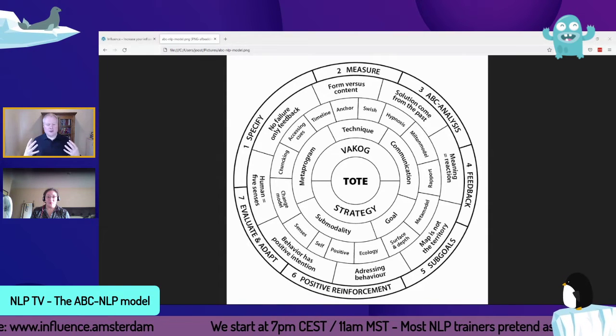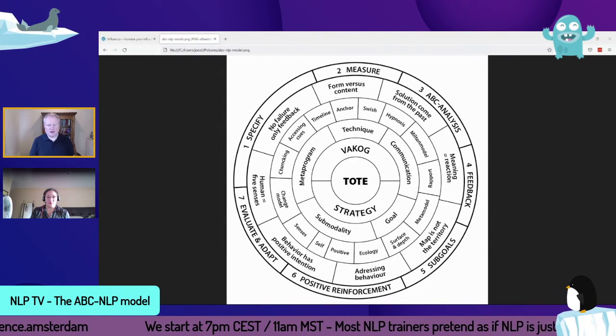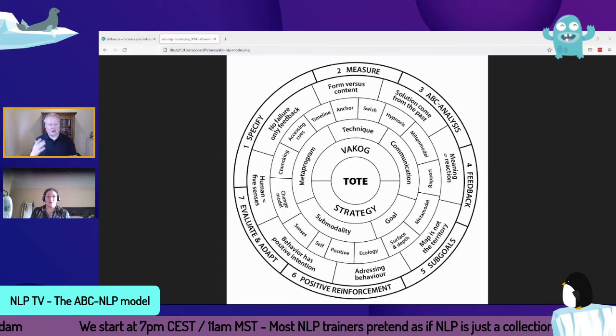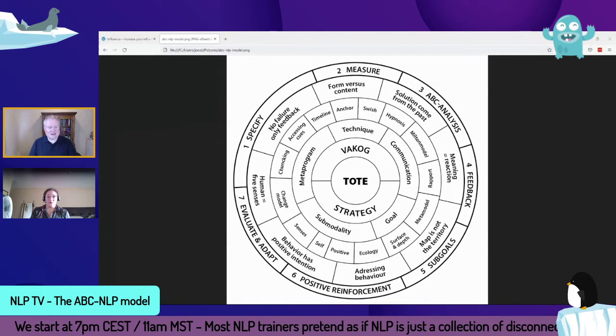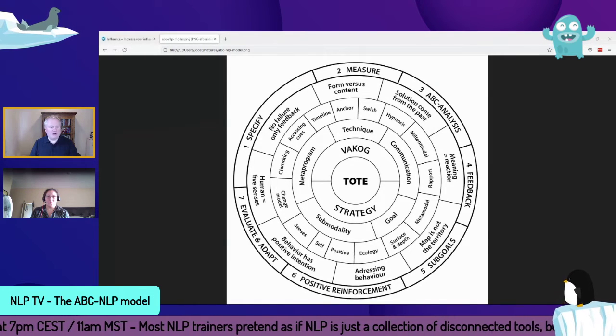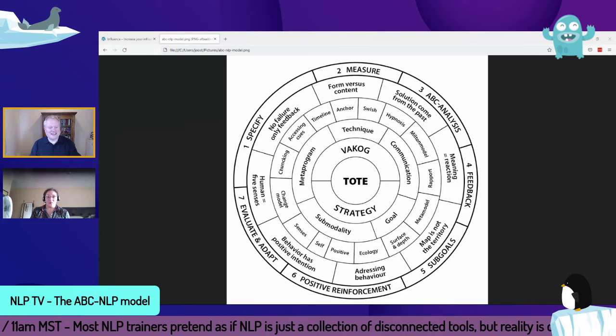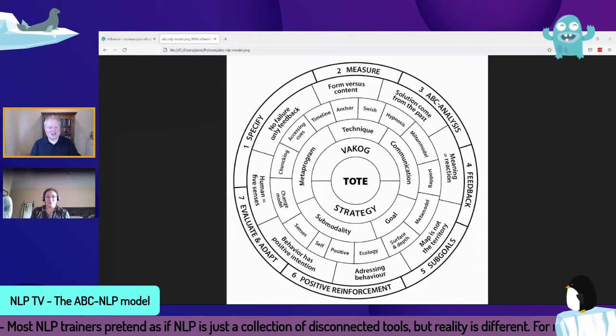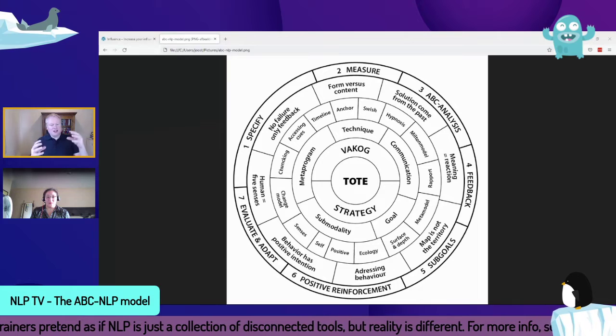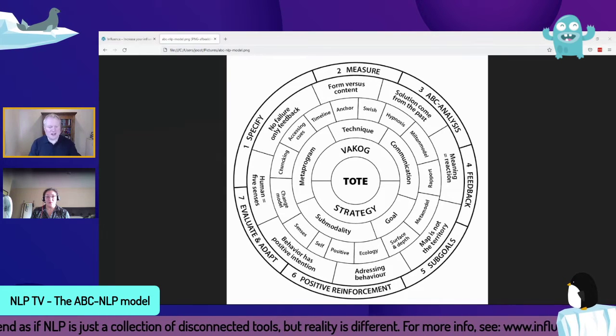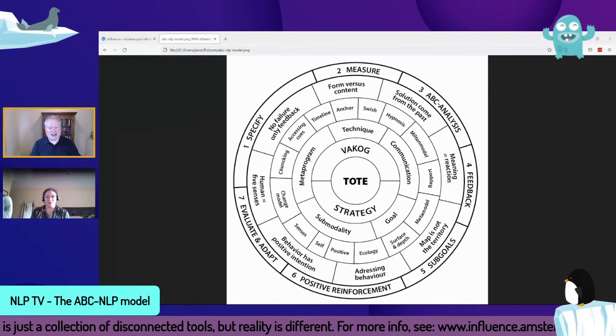And the good thing is that it's completely compatible with neuro-linguistic programming. Neuro-linguistic programming was developed in the 70s as a way to map human behaviors. Now, we just did that with the ABC analysis. It's also mapping human behaviors. And those two methods are completely compatible.